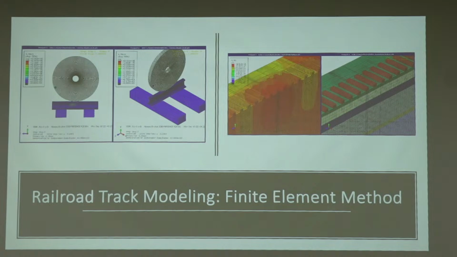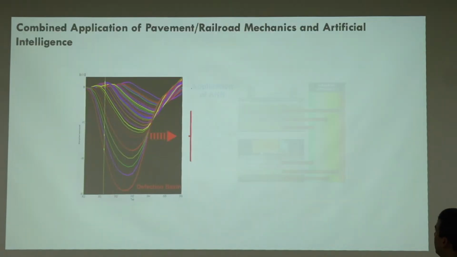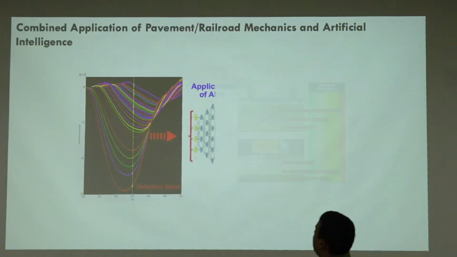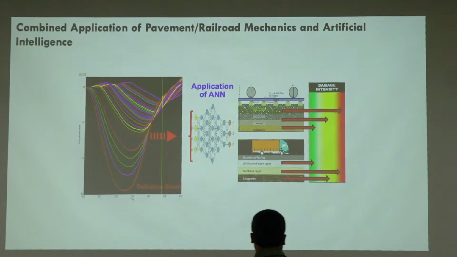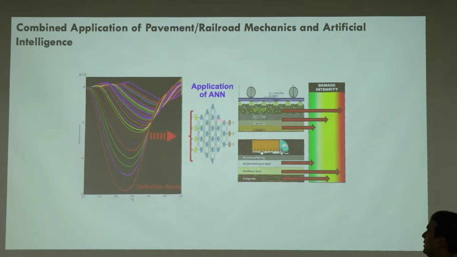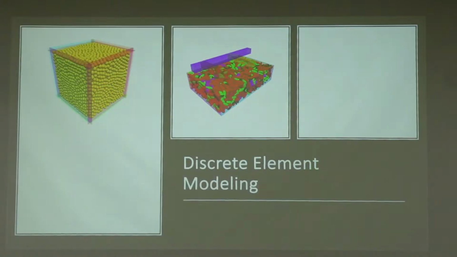So this is some railroad work under repeated loading. This is similar to what your deflection basin is. Deflection basins happen in pavements and railroads. It's the same thing. Load is there, you have a deflection basin. You can generate a large number of models, and then you can use something like an artificial neural network, or these days some other form of machine learning, to calculate damage intensity and things like that.